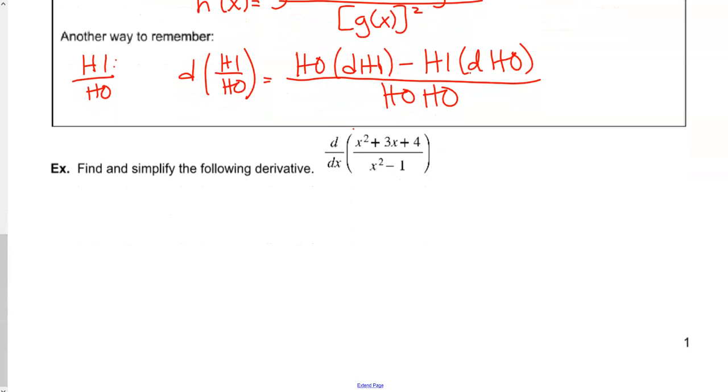So, we're going to do this. We're going to treat this one like high and this one as the ho. And we are going to take the derivative using the quotient rule of this x squared plus 3x plus 4 all over x squared minus 1.